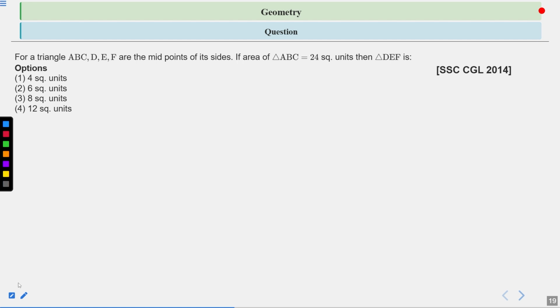For a triangle ABC, D, E, F are the midpoints of its sides. If the area of triangle ABC is 24 square centimeter, then the area of triangle DEF is. And this question was asked in the SSC CGL 2014 exam. So there are four options. First one is 4 square unit, second is 6 square unit, third one is 8 square unit, and fourth one is 12 square unit. Now you have 10 seconds to analyze the question. Your time starts now.